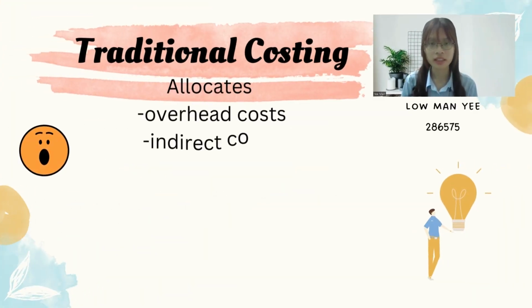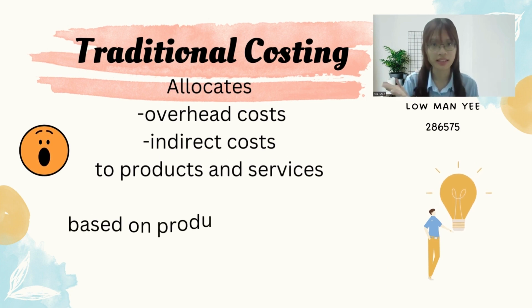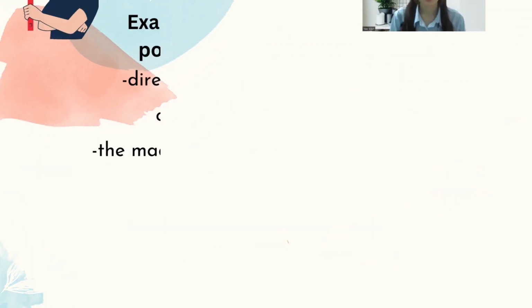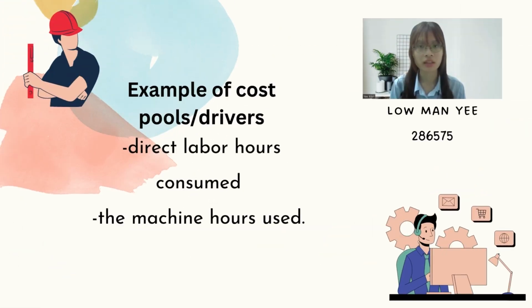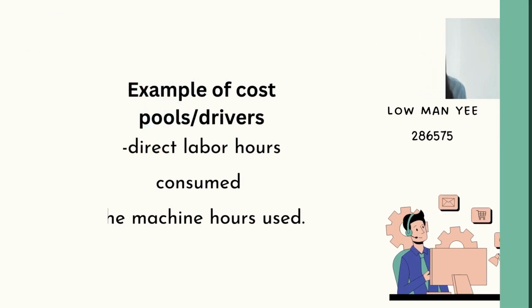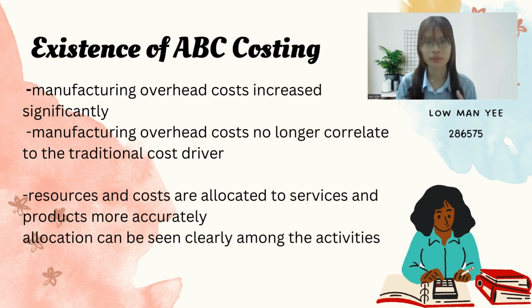Meanwhile, traditional costing allocates overhead costs and indirect costs to products and services based on production resources. Under this method, the costs are usually applied based on either the number of direct labor hours consumed or the machine hours used. And recently, as the manufacturing overhead costs have increased significantly, or no longer correlate to the productive machine hours or direct labor hours, ABC has grown in importance compared to traditional costing.